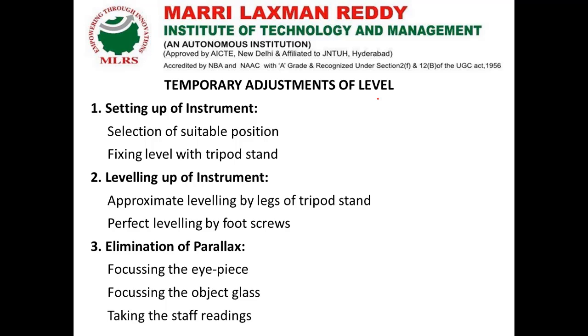And second one, leveling up of instrument. Here we have 2 operations. One is approximate leveling by legs of tripod stand, so that we create a leveled surface of the tripod. Second one is perfect leveling by foot screws. By adjusting the foot screws we are going to get the perfect leveling of our bubble tube. Third one, elimination of parallax. Here, focusing the eyepiece, focusing the object glass and taking the staff readings. These processes come under temporary adjustments of level that we are going to discuss now.